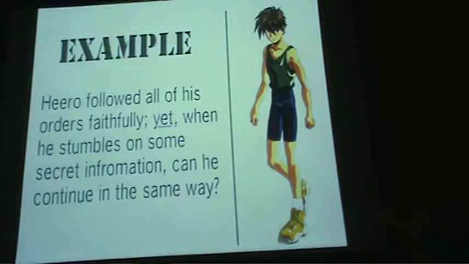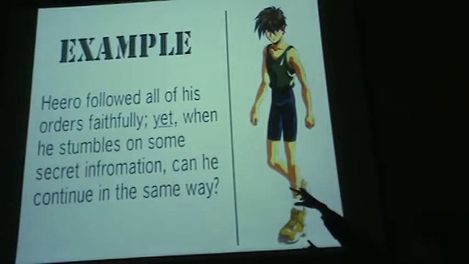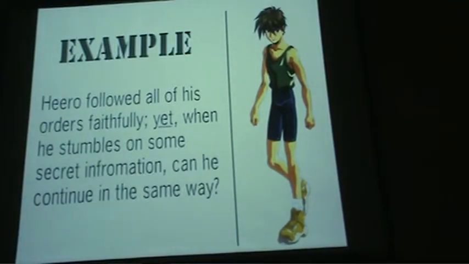Another example: "Hiro followed all of his orders faithfully, yet when he stumbles on some secret information, can he still continue in the same way?" Anybody who knows Gundam Wing knows that Hiro pretty much follows his orders faithfully for at least the beginning of the series. Yet, he stumbles on some secret information. We don't know what information this is. You don't want to give your reader all of that. You're just kind of letting them know, oh, there's some secret information. You know, it could be a new TV channel for all we know. Can he continue in the same way? I don't know. Click to find out.